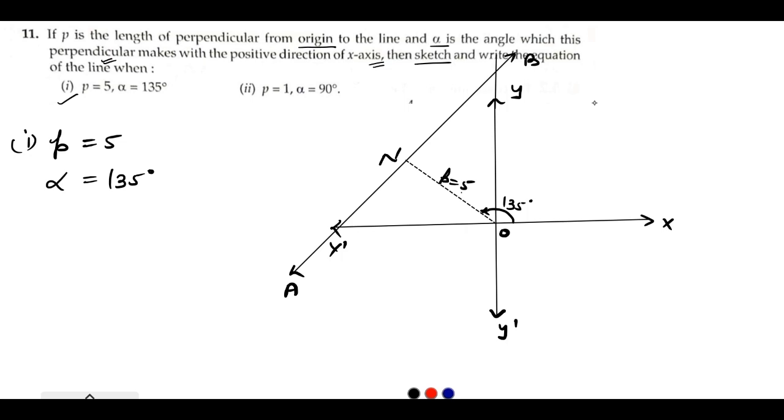by the formula x cos alpha plus y sin alpha is equal to P, where P is the length of perpendicular from origin and alpha is the angle which this perpendicular makes with positive direction of x-axis. Means simply alpha is the inclination of perpendicular.